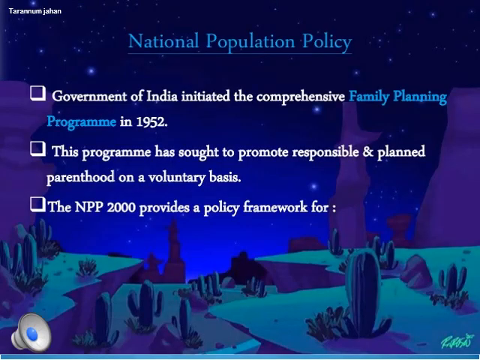National Population Policy, which is called NPP. According to this policy, the government initiated the Comprehensive Family Planning Program in the year 1952. According to this program, people should plan their parenthood in a proper way so that there are no more high birth rates. As per the NPP 2000, they provide a certain framework for the population to follow. And what is this framework? Let's discuss.